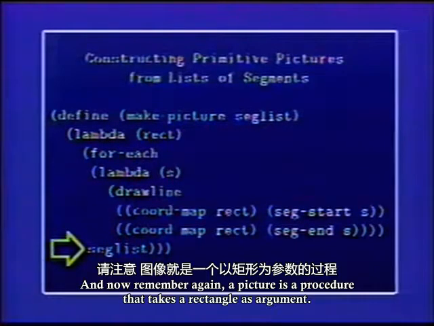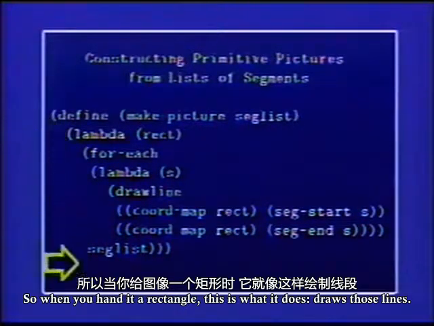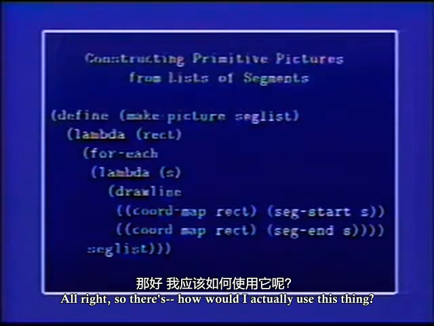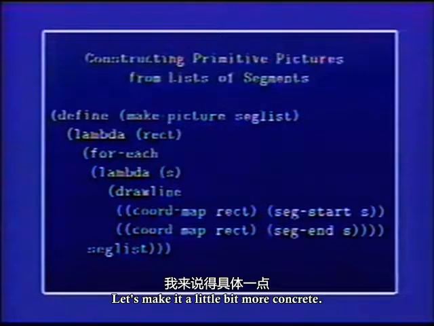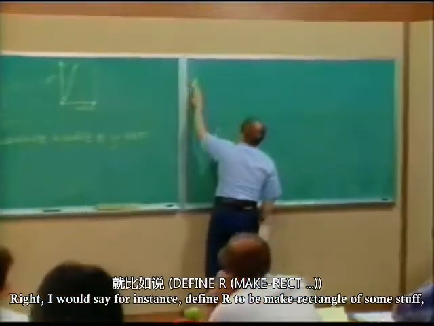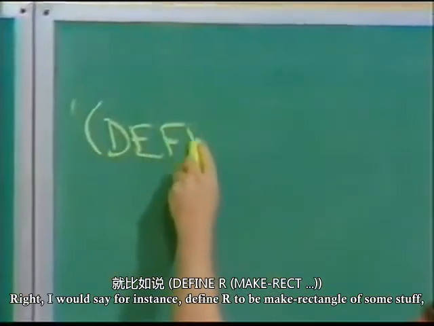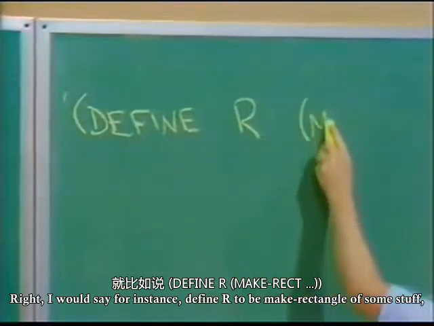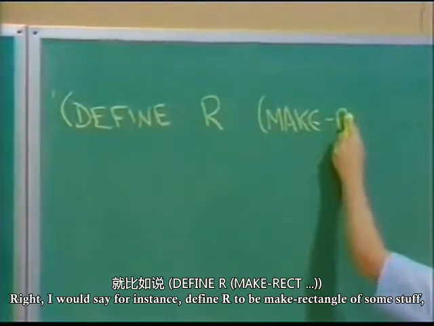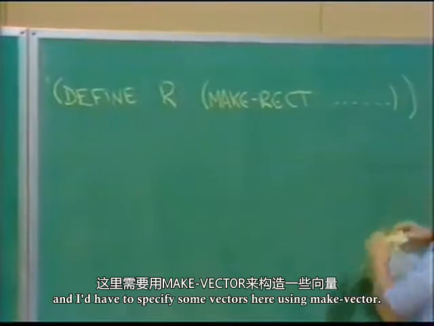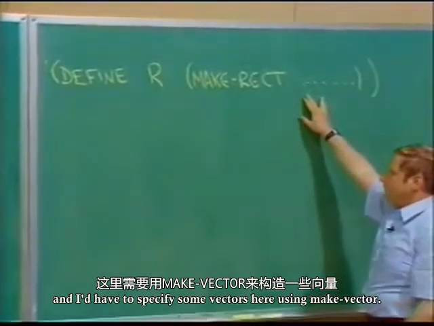And now remember again, a picture is a procedure that takes a rectangle as argument. So when you hand it a rectangle, this is what it does. Draws those lines. Right, so how would I actually use this thing? Let's make it a little bit more concrete. I would say, for instance, define R to be make rectangle of some stuff, and I'd have to specify some vectors here using make vector.